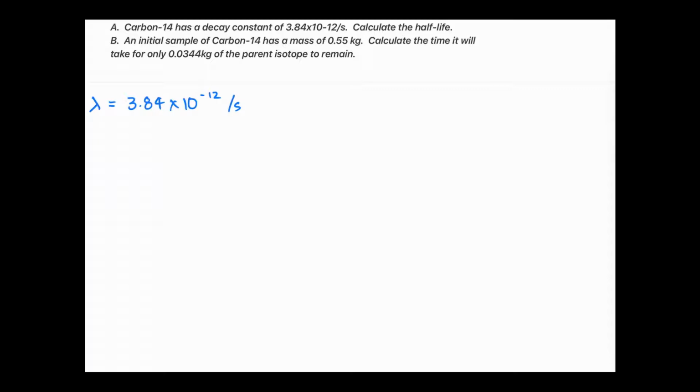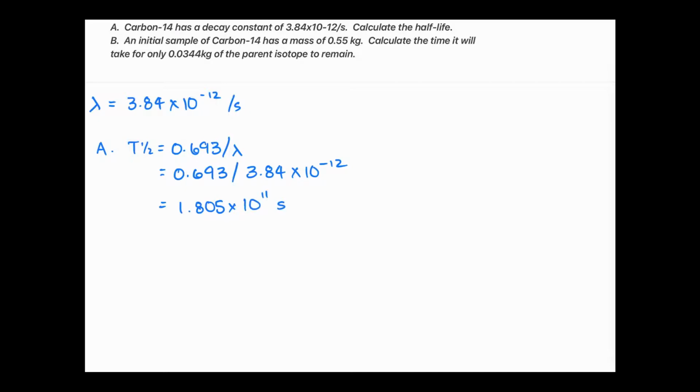So our formula for calculating half-life is 0.693 divided by that decay constant. So we'll just do 0.693 divided by 3.84 times 10 to the negative 12, and that will give us 1.805 times 10 to the 11 seconds.